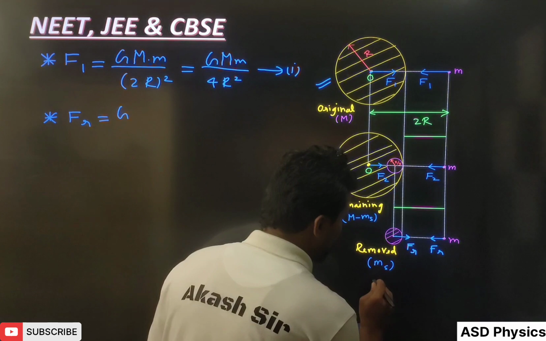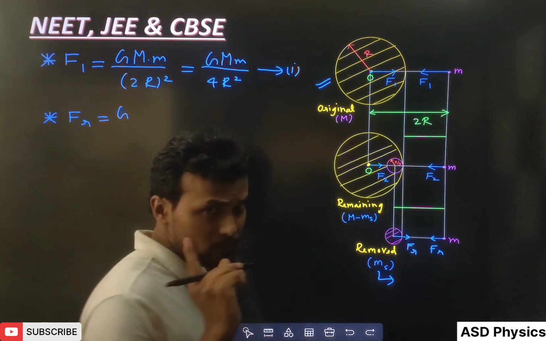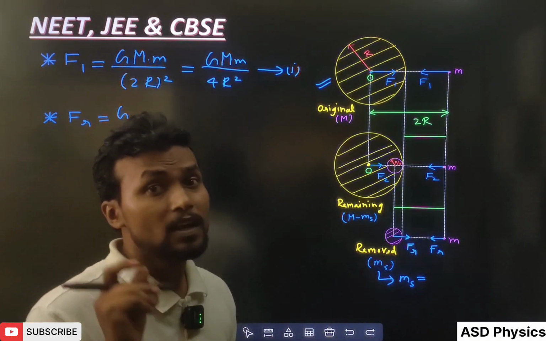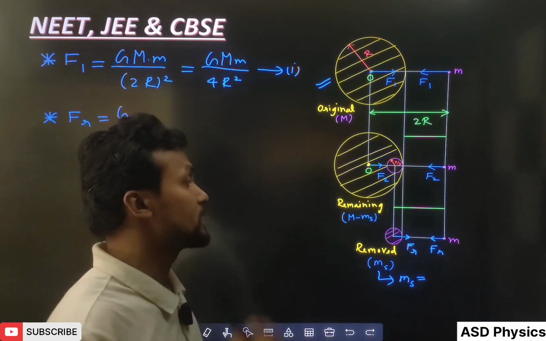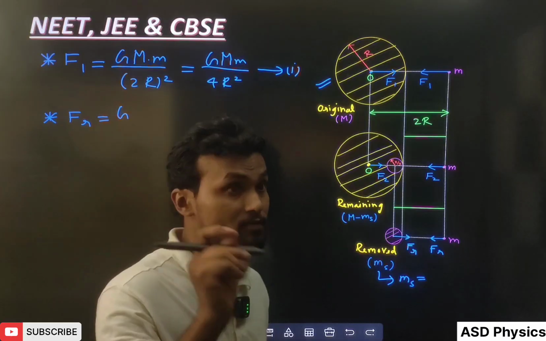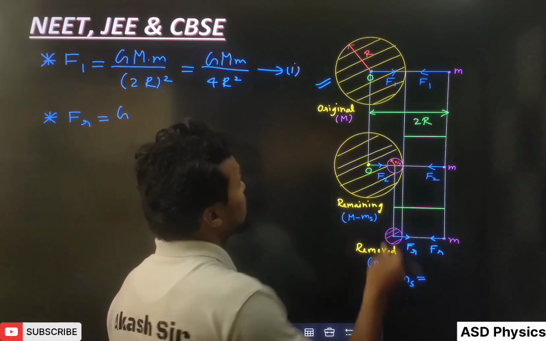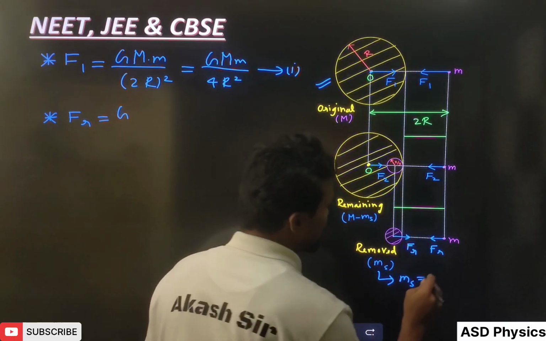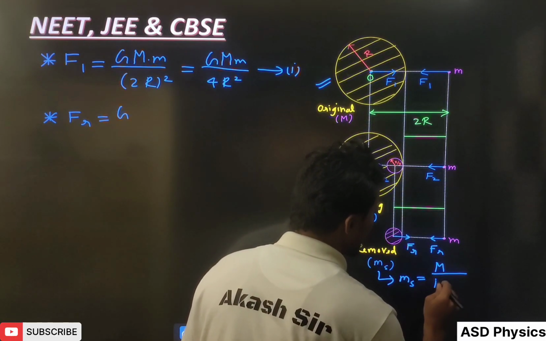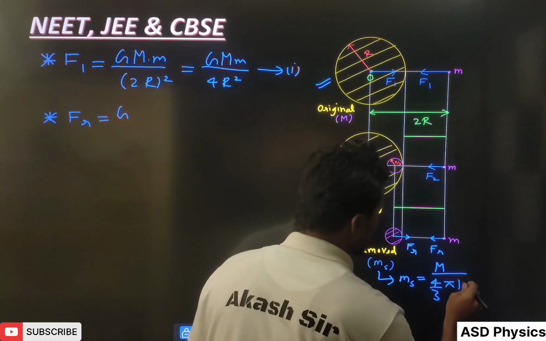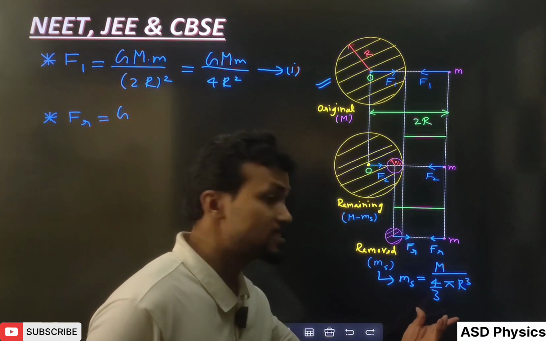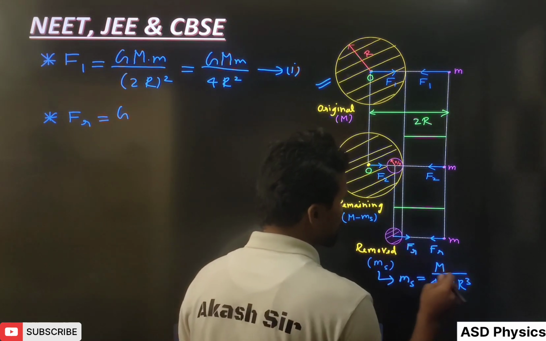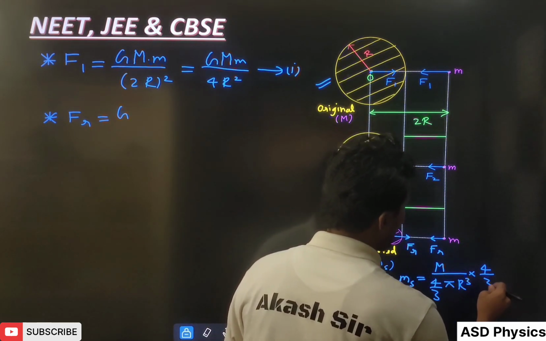But can we get the value of ms from here? See the basics. The mass of this removed sphere will be the mass per unit volume times the volume of this sphere. What is the mass of the original sphere? Capital M. And what is its volume? The sphere has volume 4 by 3 pi r cube. This is the unitary method: M divided by 4 by 3 pi r cube is the mass per unit volume of the original sphere. And what is the volume of this removed sphere? We can tell it is 4 by 3 pi.